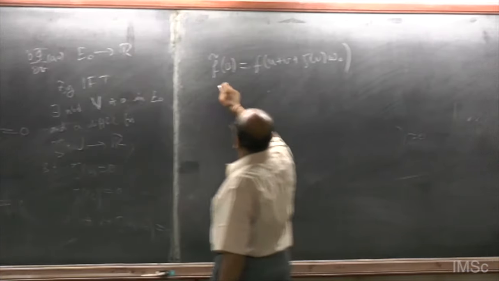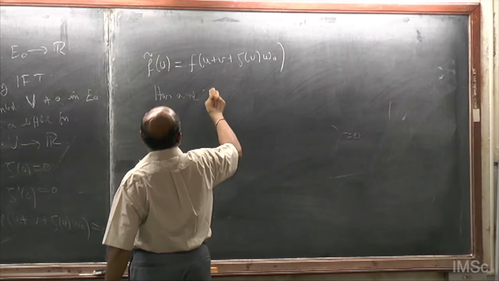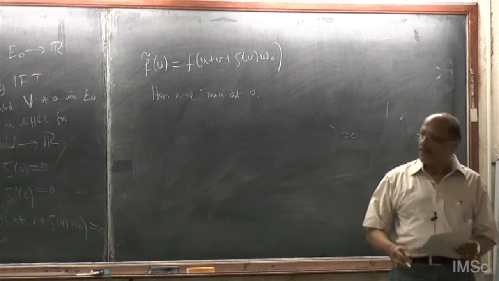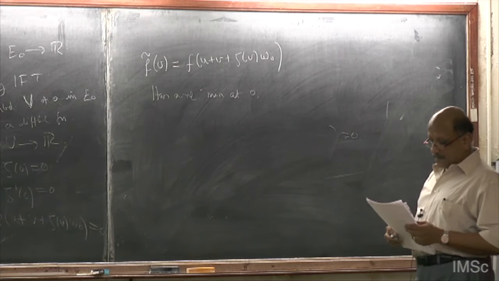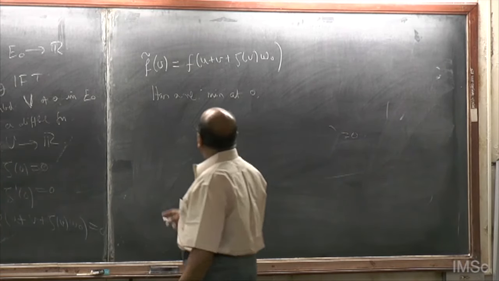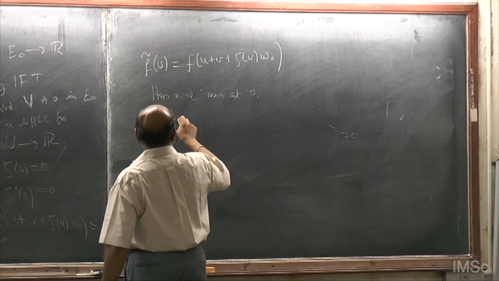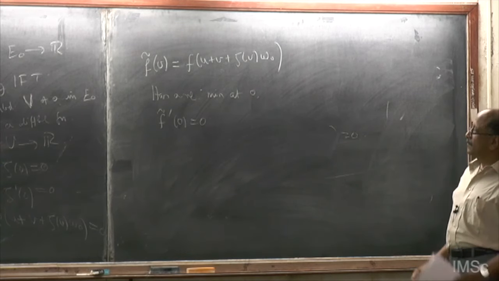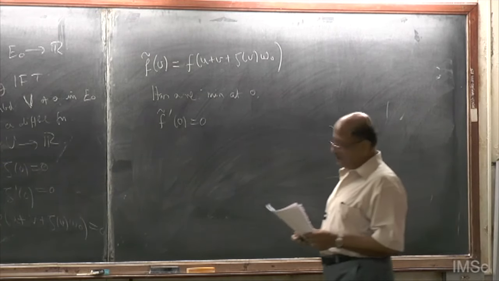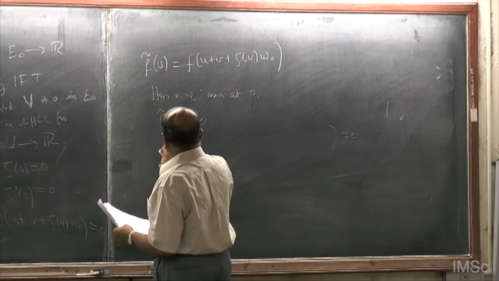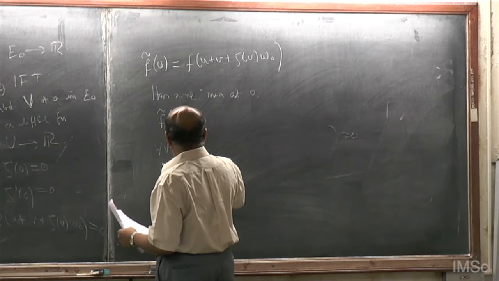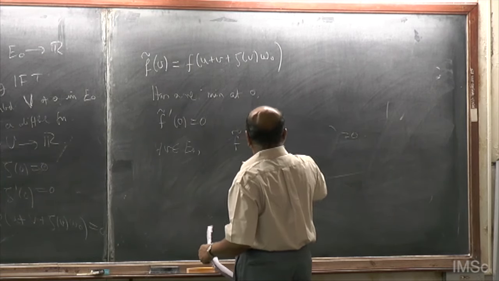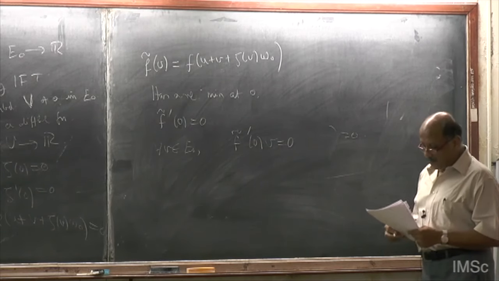So, this has a relative minimum at 0. That means f tilde dash of p at 0 is 0. So, for every v in E0, f tilde dash 0 acting on v has to be 0.